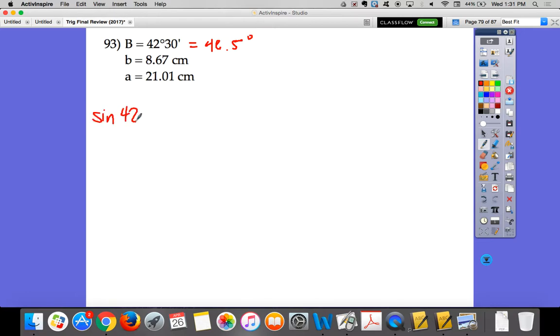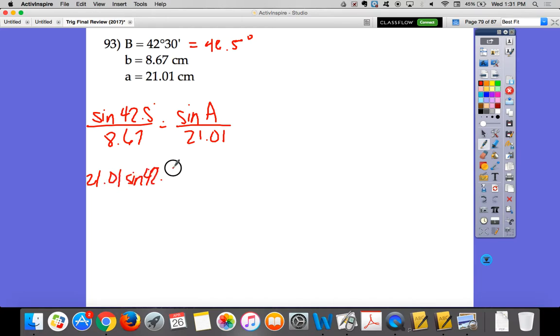So we have sine of 42.5 over, our little b is 8.67. All right, then we need sine of a over 21.01. If you cross multiply, 21.01 sine 42.5 equals 8.67 sine of a. I'm going to try to shrink my pen, see if it'll fit on the board a little bit better. 8.67 down here. So we have 21.01 sine 42.5, enter, divided by 8.67.